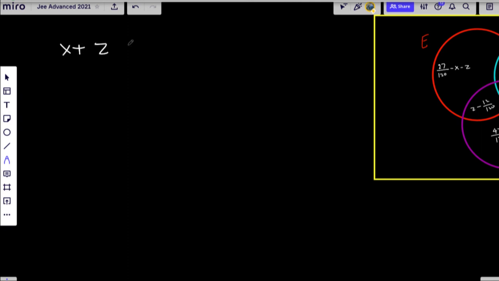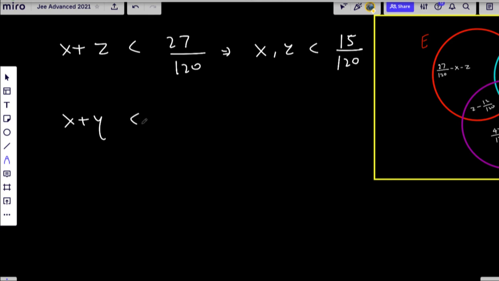So X plus Z is less than 27 by 120, which implies X plus Z is less than 15 by 120. Okay, similarly X plus Y is less than 32 by 120. Okay, how does this come to 32 by 120? It means X plus Y.